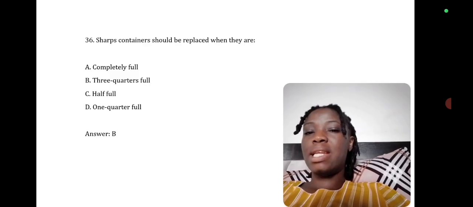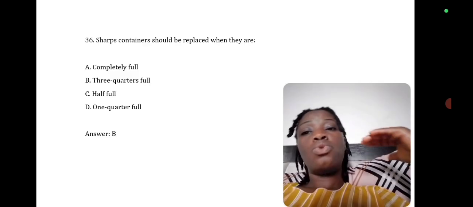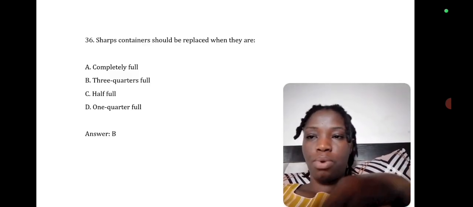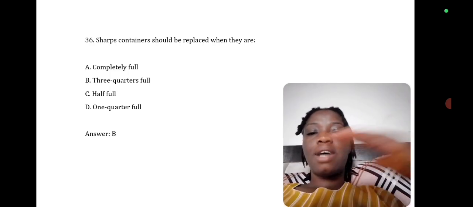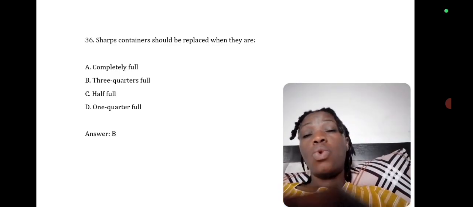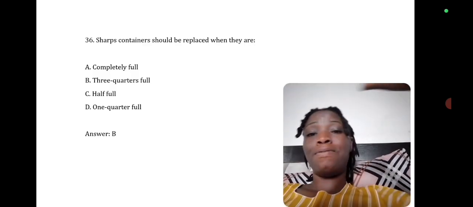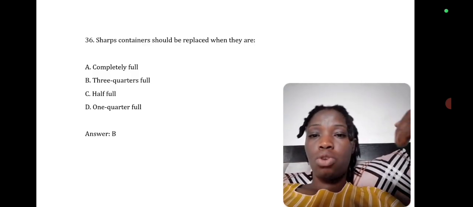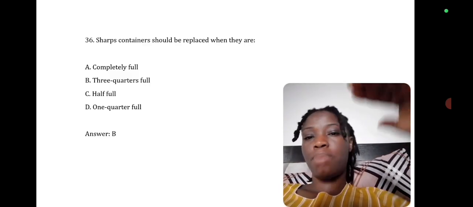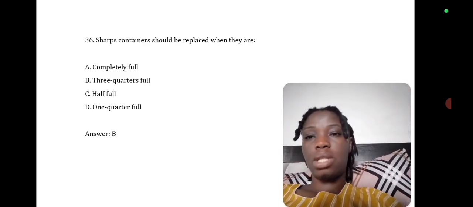36. Sharp containers should be replaced when they are how many percentage full? When should you throw it away? When should you keep it aside and bring a new safety box? It is B, 3/4 full. You see your safety box, divide it into 4. When the sharps have gotten to the third part, you discard. Don't allow it to get filled. The safety box should not get filled to the 4th chamber. So 3/4 full is the highest for sharp containers.